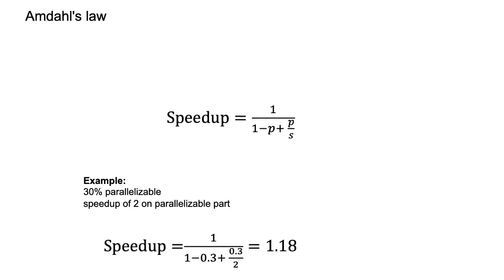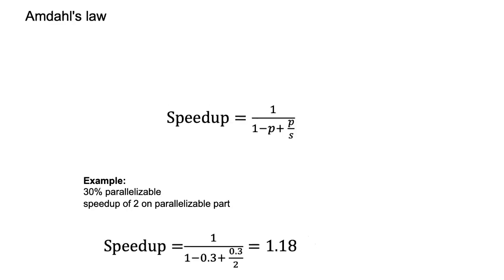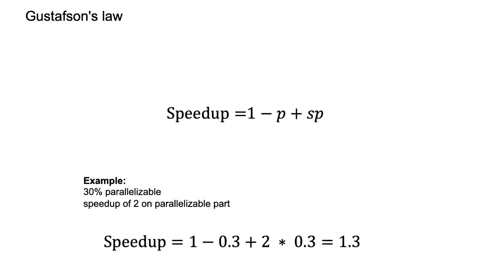No, it's not with this formula right here, 1 over (1 minus p plus p over s). It's with 1 minus p plus sp. In the same setup, right? 30% parallelizable, and now I have a speedup of 2 on the parallelizable part. If I apply this formula, I find something different: 1 minus the 30% plus 2, the speedup on the parallelizable part. Now I get 1.3, which means an improvement of 30%. I'm 30% better, and Amdahl was saying it's 18%, and Gustafson is saying it's 30%.